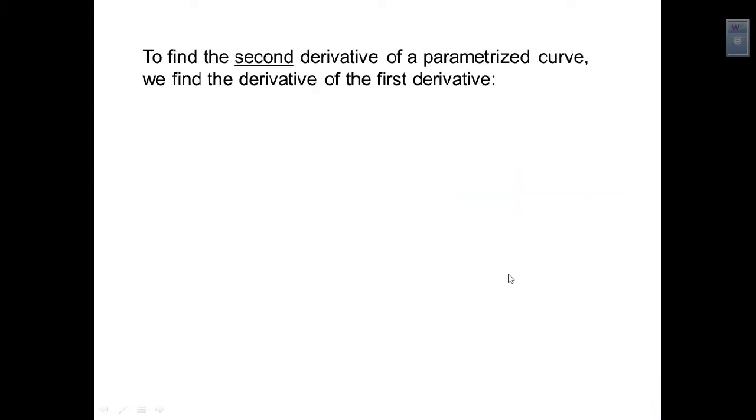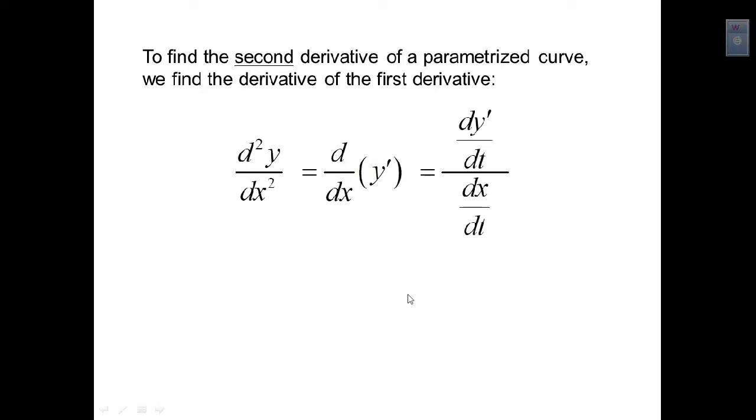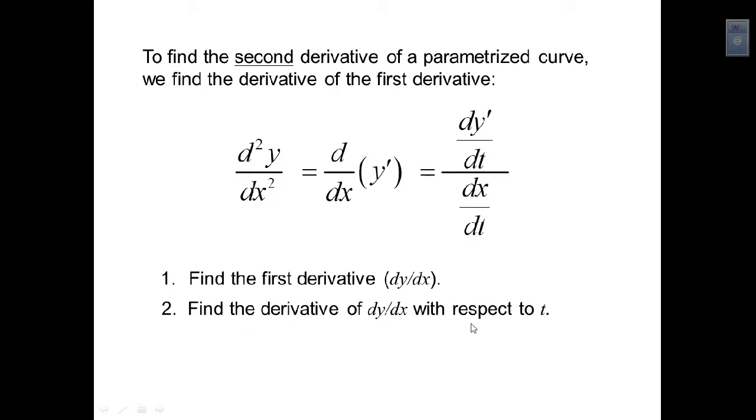All right, now to find the second derivative of the parametrized curve, we find the derivative of the first derivative. So d squared y over dx squared, we're going to take the derivative with respect to x of y prime. And that is nothing more than the derivative of y prime with respect to t over dx/dt. Now notice this one down here does not have a second prime. Up here we're taking the derivative of the derivative of y. Down here we're just taking the derivative of the original x. So find the first derivative, find the derivative of dy/dx with respect to t, and divide by dx/dt.